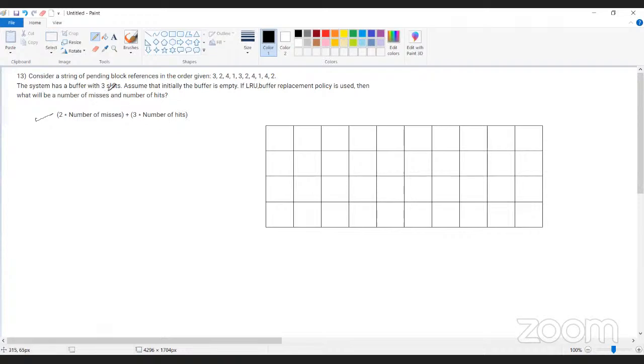So we are given 3 buffer slots, right? So let's call them B1, B2, and B3. And the block references given are 3, 2, 4, 1, 3, 2, 4, 1, 4, 2, right?